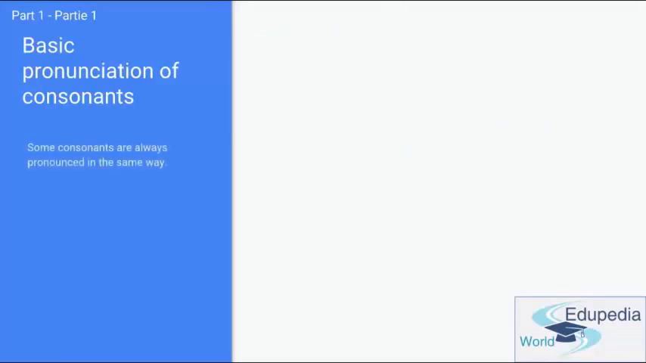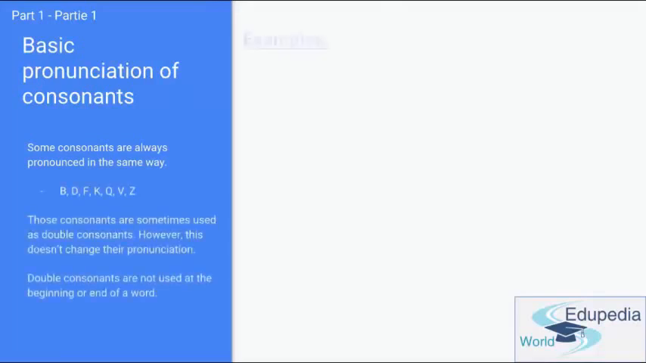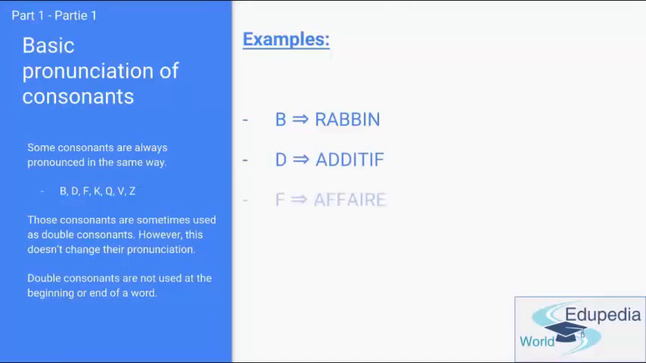Now, let's review these sounds again. So we have B, like in rabbin. We have D, like in additif. F, like in affaire. Z, like in jazz.